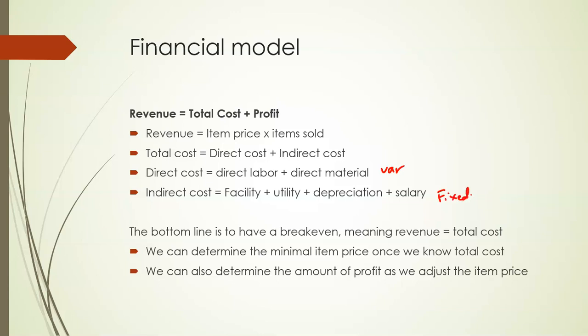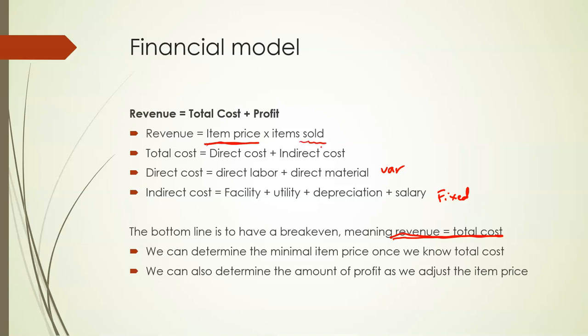Okay, and the bottom line is, before we can report the sale price, the item price, this is the item we're trying to find. We need to have a break even, otherwise we're losing money and the business is not going to last long. So we are looking at zero profit, so revenue equal to total cost. That has not changed. By doing that, we'll be able to determine the minimum item price once we know the total cost. And this is item sold.